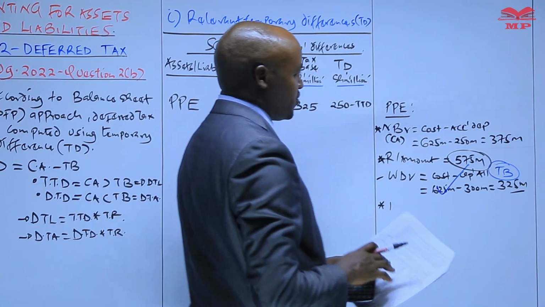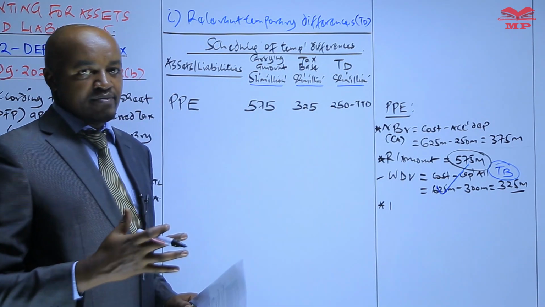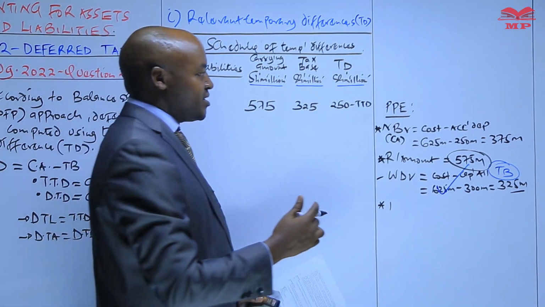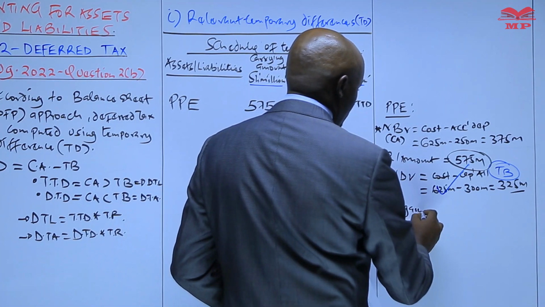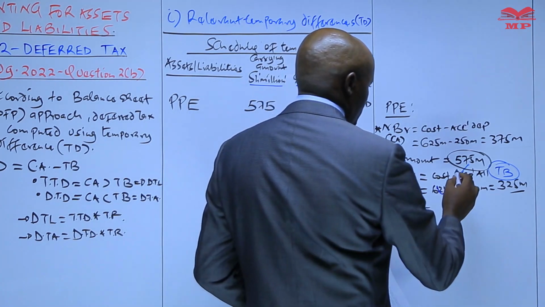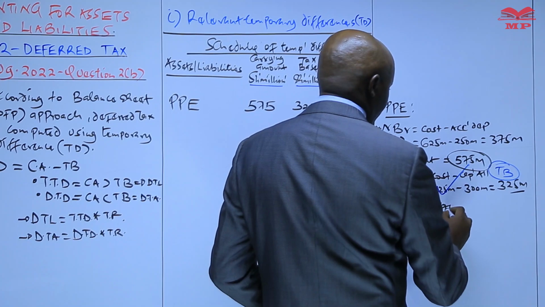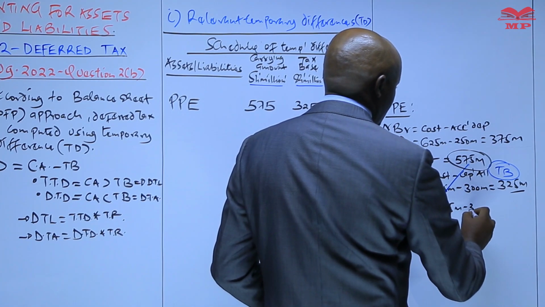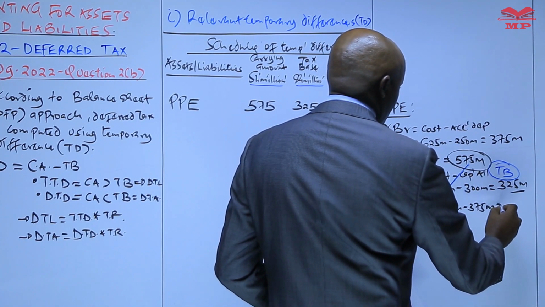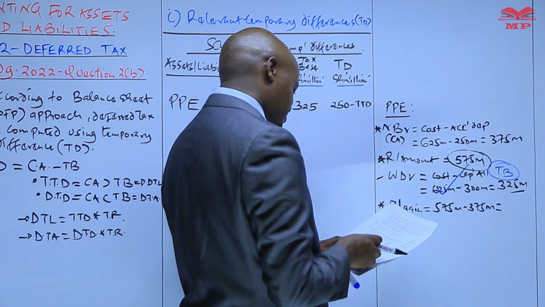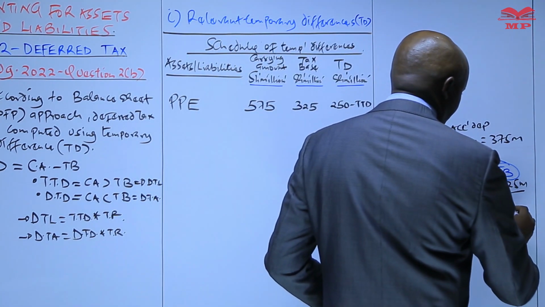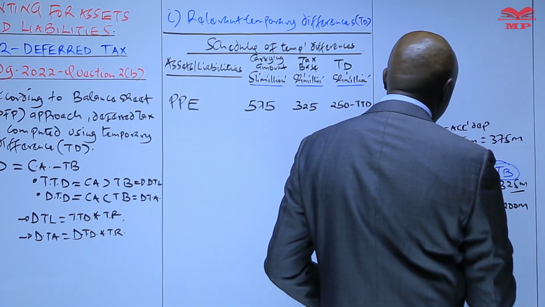So that was the net book value of these items, but they were revalued to an amount of how much? 575. Automatically, what that means is that there was a revaluation gain equal to the revalued amount, 575 million, minus the net book value, 375, and basically this should give us 200 million. So 200 million, this is a revaluation gain.